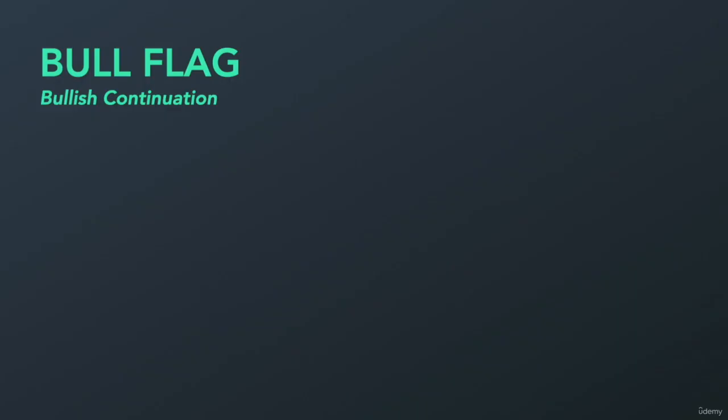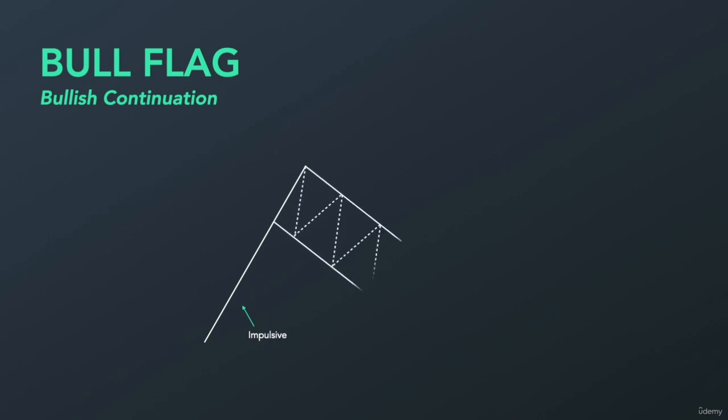Bull flag, bullish continuation. This pattern looks like a flag. That is why it is called a bull flag. We have to see this after an upside move. This is our impulsive move followed by a corrective move. This is our flag, and this is our pole, the impulsive move, right? Whenever we see this pattern, we are expecting another leg to the upside.